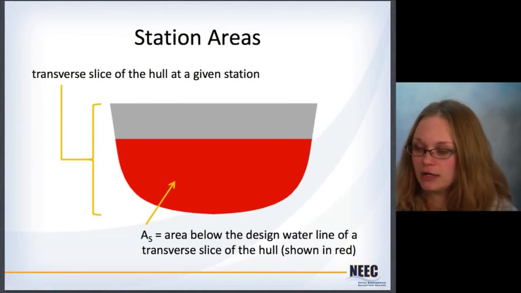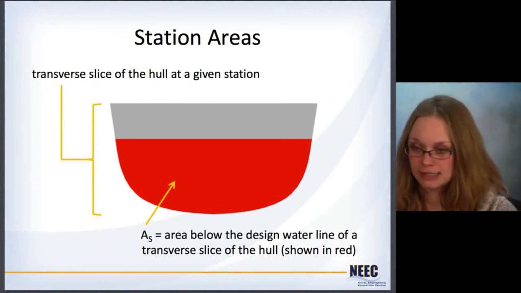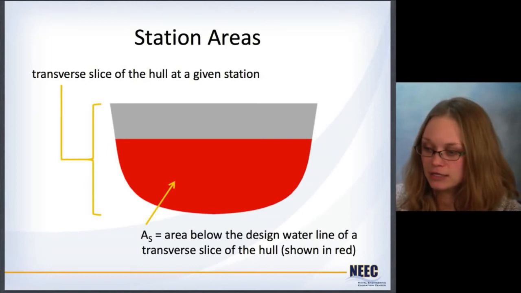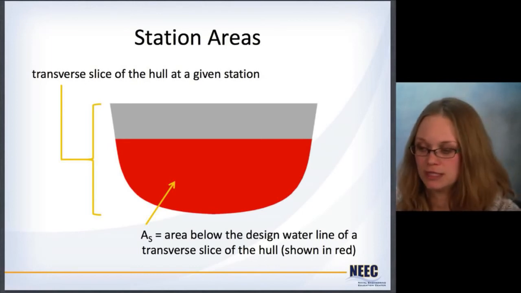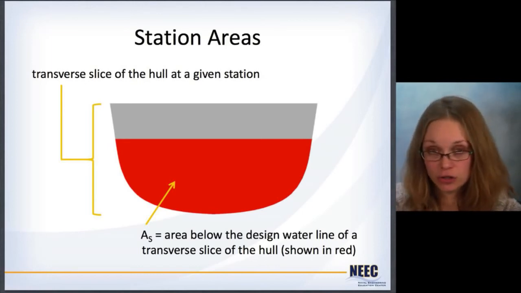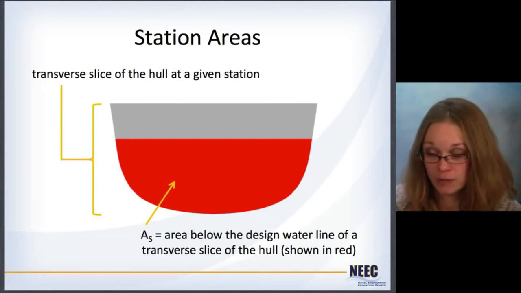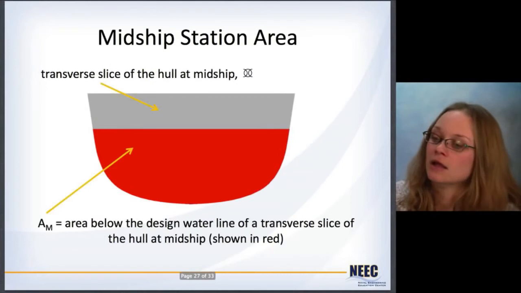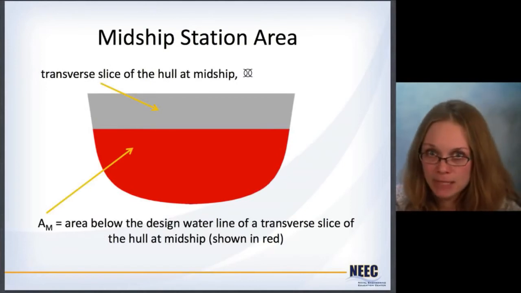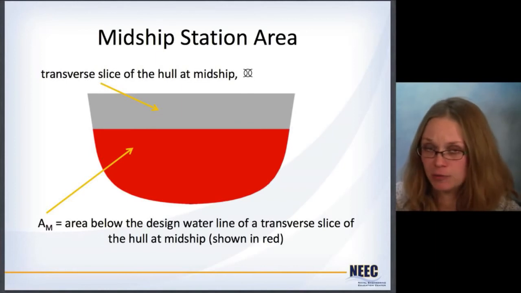All right, station areas. If you were to take a transverse slice of the hull and look at that, the area that's below the design water line is going to be the station area, and it's shown in red here. So again, it's not going to be the total area of the hull, it's just what corresponds to being underneath the water. Similarly, if you do this at midships, then you get the midship station area. And the same thing, it's just the area below the design water line at midships.